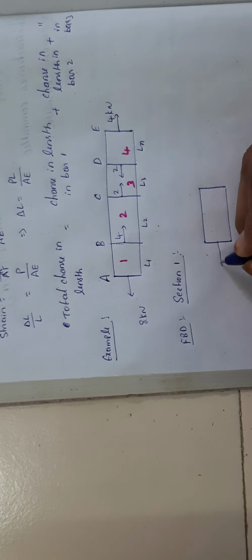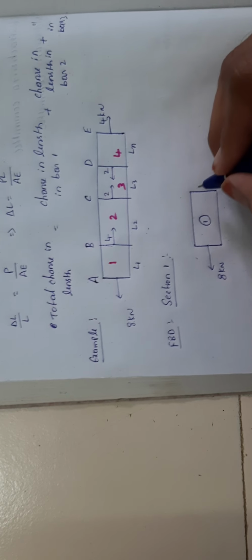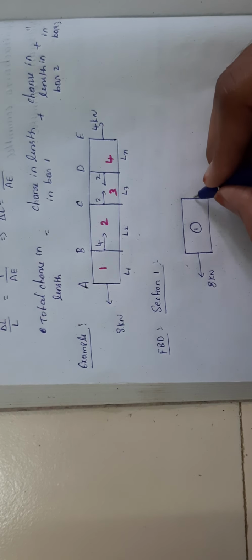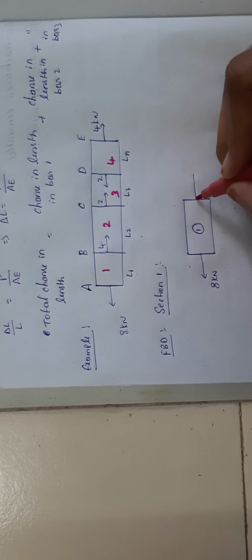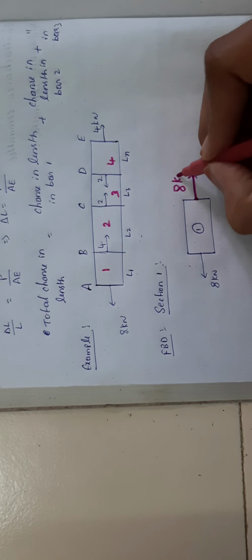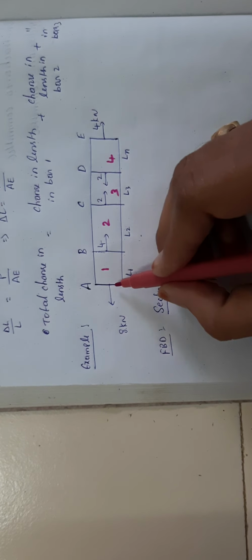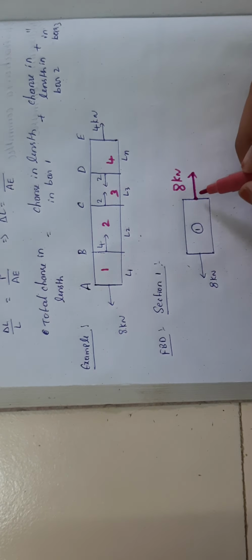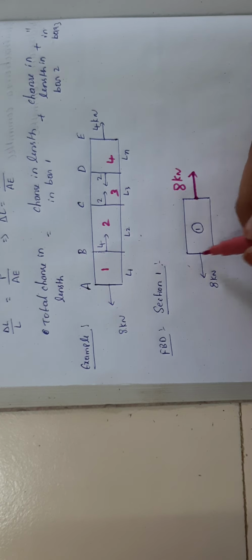There is a force of 8 kilonewtons acting on the left side of this section 1. So the same force would have been applied on this side. The same force will be there. So this is 8 kilonewtons. Just write down the same force, because 8 kilonewtons is applied at one end, so the other end also should have 8 kilonewtons. Otherwise it will not be under equilibrium.